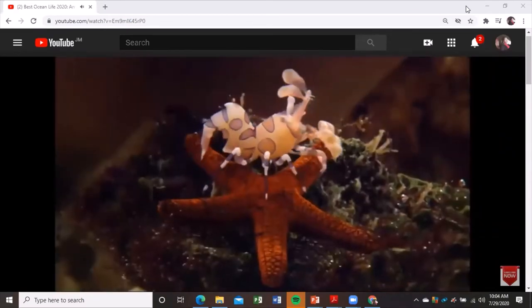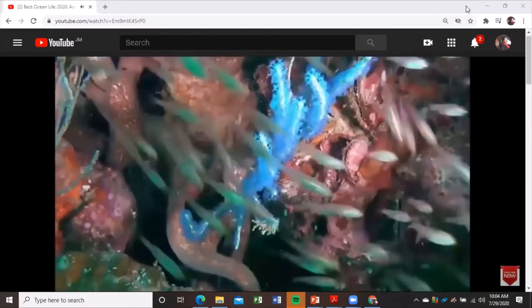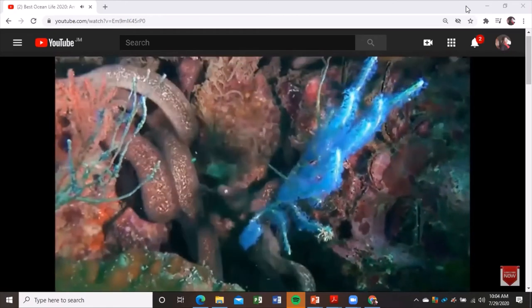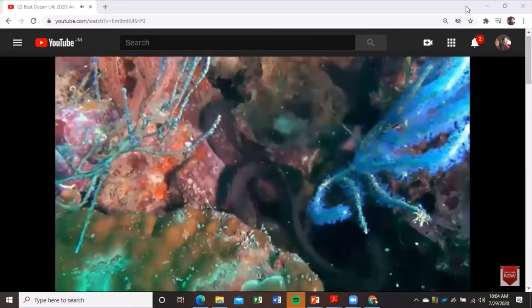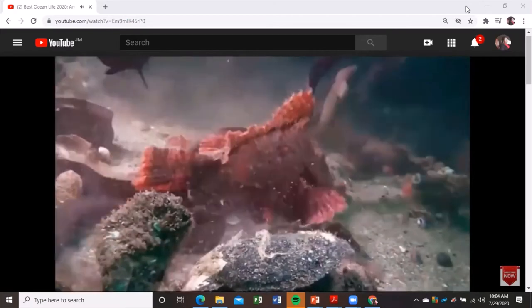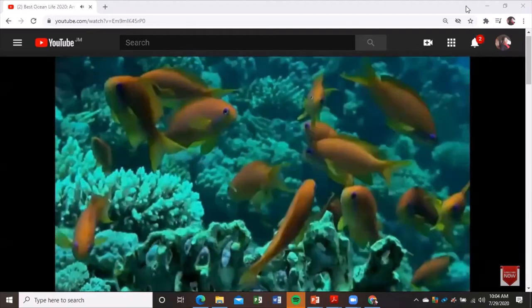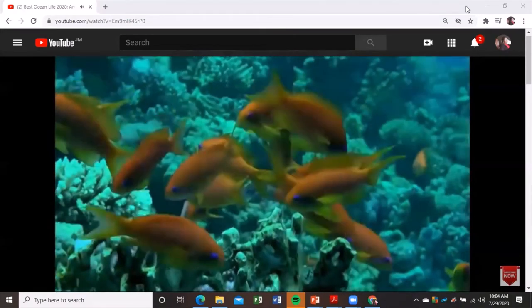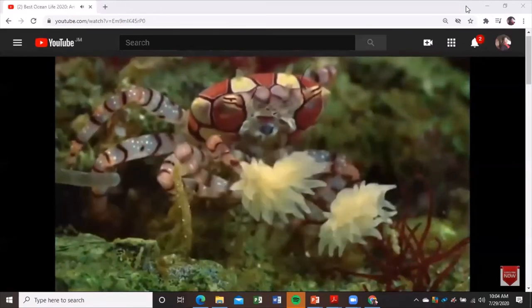Another harlequin shrimp busy pulling a bite out of a sea star. Moray eels in disagreement. A scorpion fish shuffles across the ocean floor. Everything and everybody makes a lot of noise. A boxer crab threatens everybody that comes by, holding two poisonous anemones in its claws.